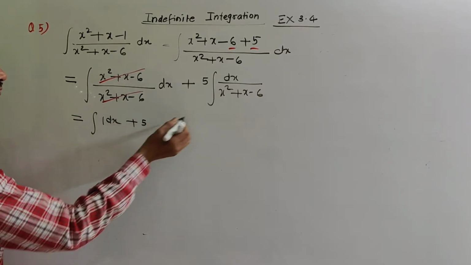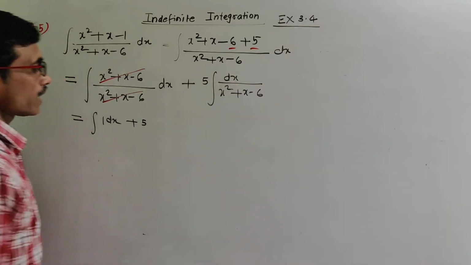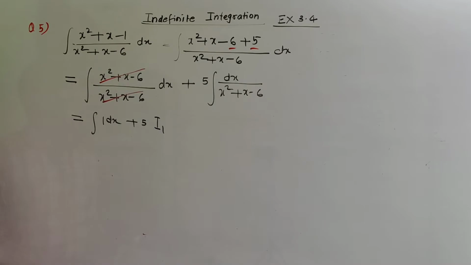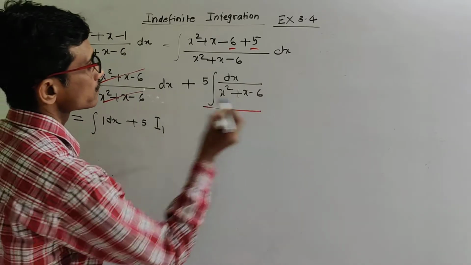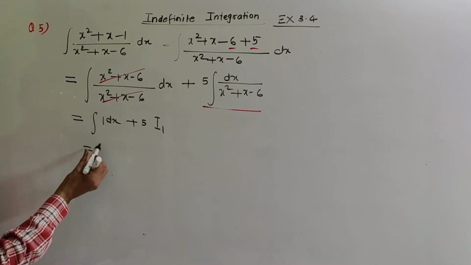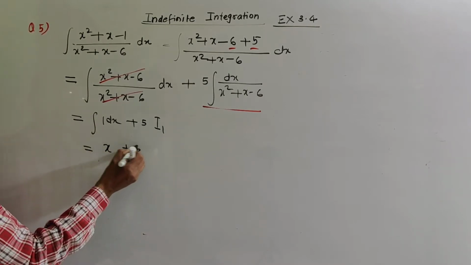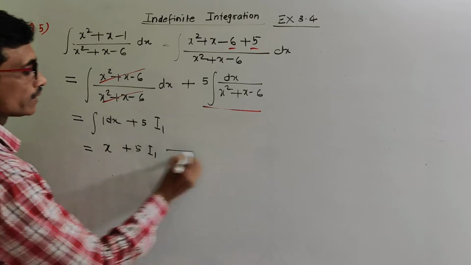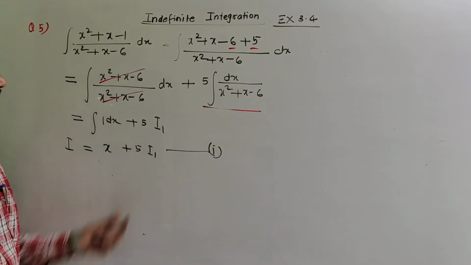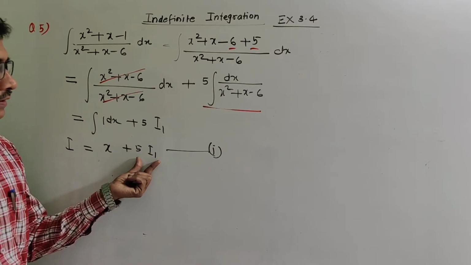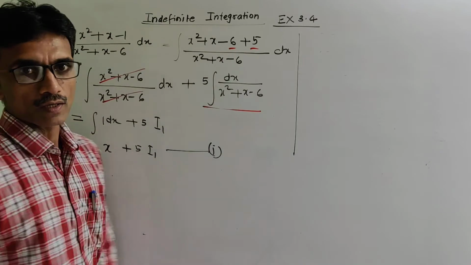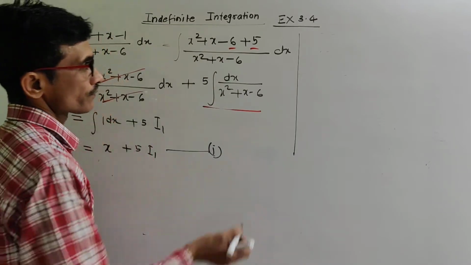plus 5 into, let us write this integral as I1. So 5 into I1, that means I1 is this integral. So we write it, integral 1 dx is x plus 5 into I1, we will denote it by say 1. This is our integral I. Now we evaluate integral I1. So अब हमारा I1 is dx upon x square plus x minus 6 है.